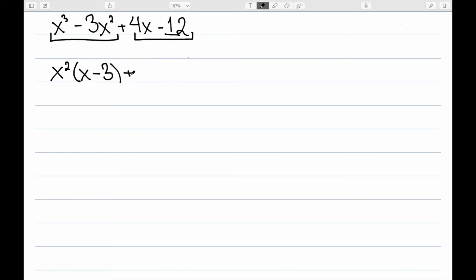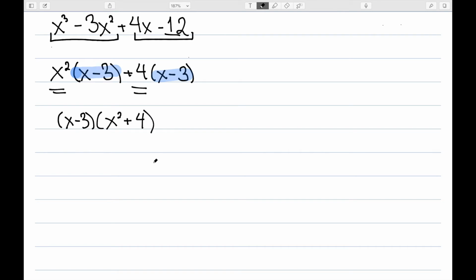My next 2 terms, we can see they have a 4 in common. When I remove the 4 from the first term, I get an x. And from this last term, I'm left with negative 3, since 4 times negative 3 is negative 12. And now that I've done that, I can see that once again they have this common term here, x minus 3. And when I remove that, I'm left with x squared plus 4. So now I have my factored form.